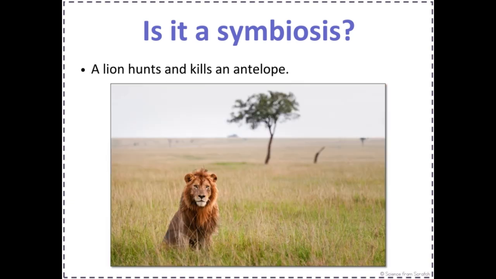A lion hunts and kills an antelope. Are there 2 species involved? Yes, lion, antelope. Is there a close relationship? Yes, lion kills antelope. Is at least one species benefiting? Yes, the lion's benefiting, but the caveat here is that predation is not symbiosis. Okay, there's no relationship of them working together.